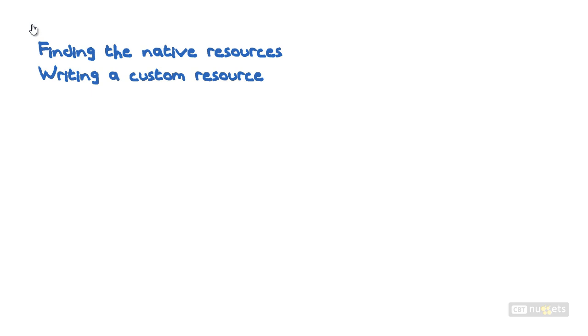bit familiar. I'm going to start by showing you where PowerShell keeps its native resources, the ones that it comes with. So that's kind of a hint that we're going to be working entirely on PowerShell version 4 in this entire nugget. I'm going to be actually using my Windows 8.1 computer since I have PowerShell version 4 installed there. Then I'm going to show you how to write a custom resource.